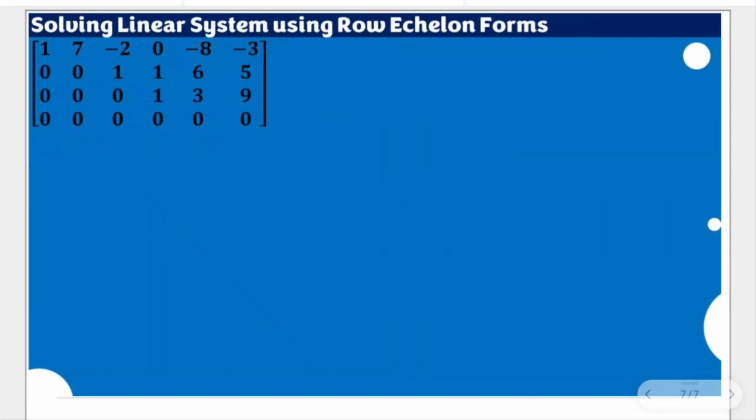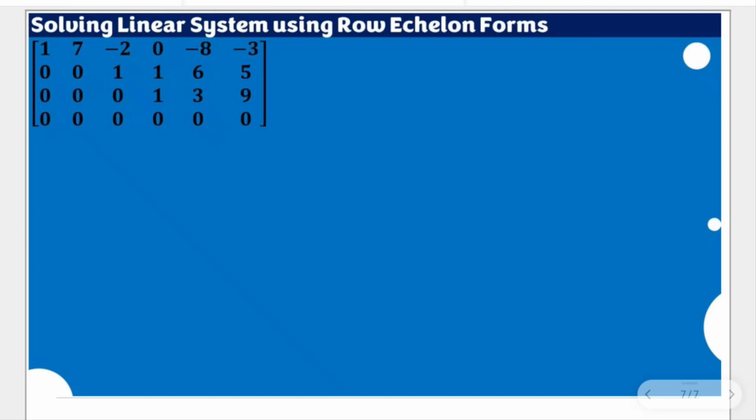So we are going to solve a linear system with this row echelon form. This row echelon form might be the result of application of row operations to an augmented matrix of a linear system. And since we already arrived here, it will be easier for us to solve for the specific variables that will correspond to the unknowns in your linear system. In this case, let us use x sub 1, x sub 2, x sub 3, x sub 4, and x sub 5.